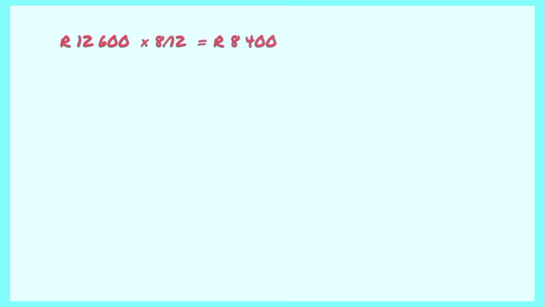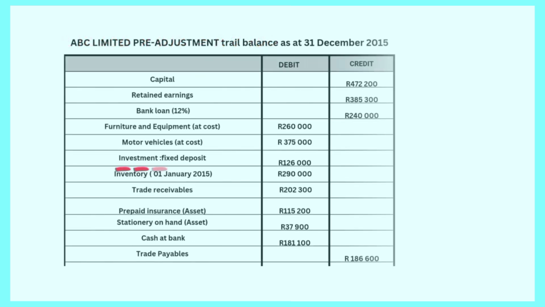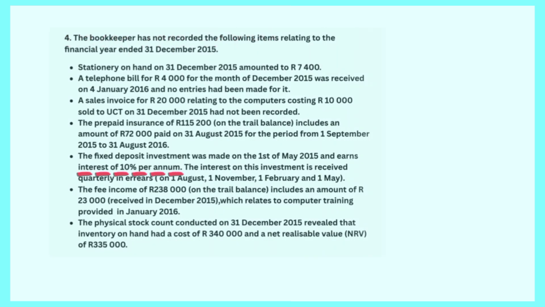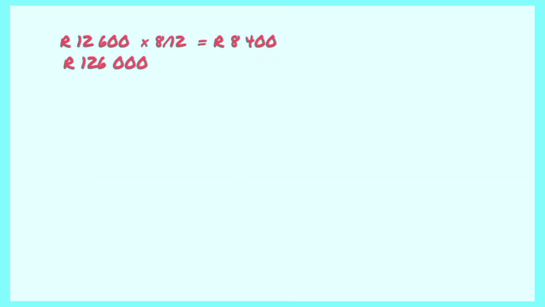So here on the trial balance, we have a fixed deposit of 126,000. We then have interest rates of 10%. You say 126,000 times 10%. We have an annual interest income of 12,600. So remember, we have 4 quarters in a year. Each quarter has 3 months. Okay, so here we have interest income of 12,600 divided by 4. Per quarter, interest income is 3,150.